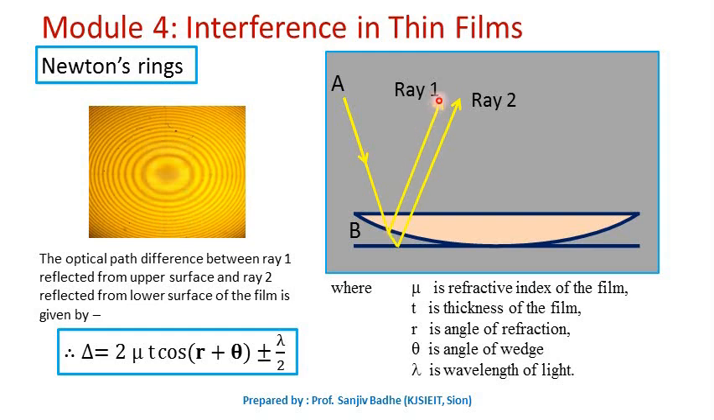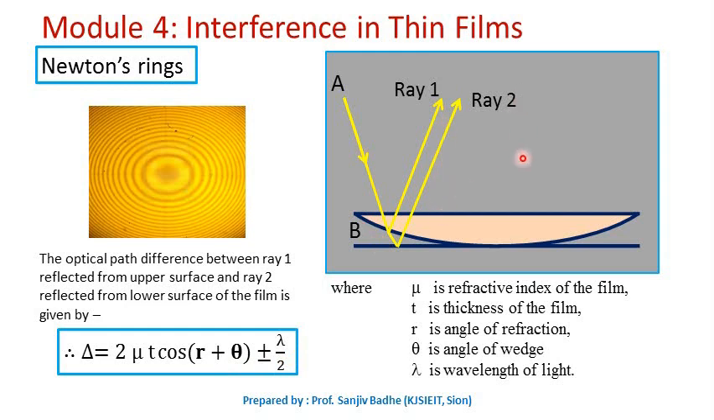The optical path difference between ray number 1 and ray number 2, which are reflected from the upper surface of the film and lower surface of the film respectively, is given by 2 mu t cos of r plus theta plus or minus lambda by 2, where mu is the refractive index of the film, t is the thickness of the film at a given point, r is the angle of refraction, theta is the angle of wedge, that will be the angle between the plane glass surface and the tangent drawn to the convex surface, and lambda is the wavelength of light used in the experiment.